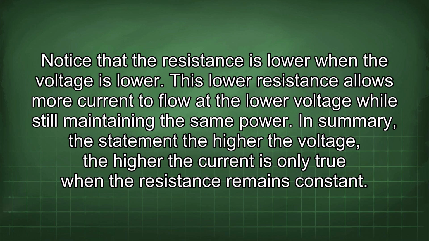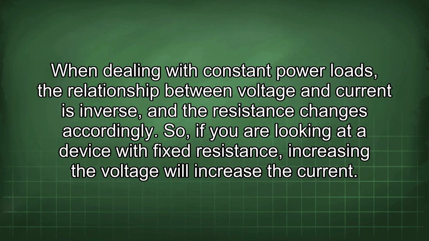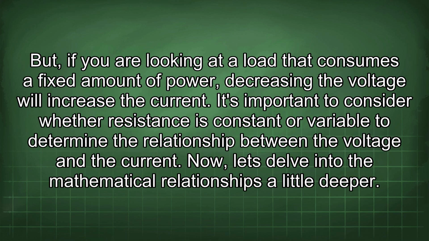In summary, the statement "the higher the voltage, the higher the current" is only true when the resistance remains constant. When dealing with constant power loads, the relationship between voltage and current is inverse, and the resistance changes accordingly. So, if you are looking at a device with fixed resistance, increasing the voltage will increase the current. But, if you are looking at a load that consumes a fixed amount of power, decreasing the voltage will increase the current. It's important to consider whether resistance is constant or variable to determine the relationship between the voltage and the current. Now, let's delve into the mathematical relationships a little deeper.